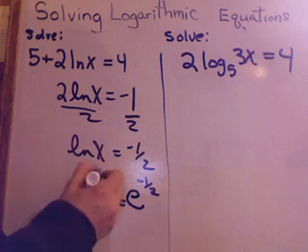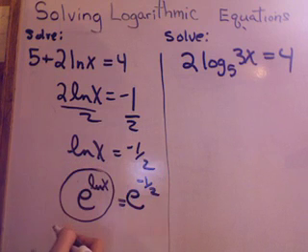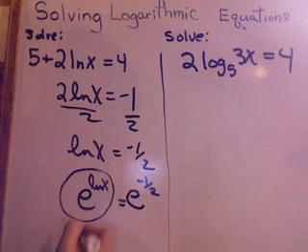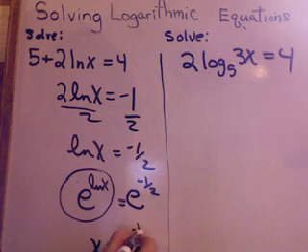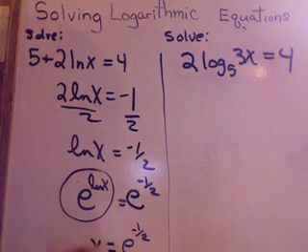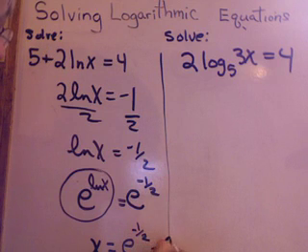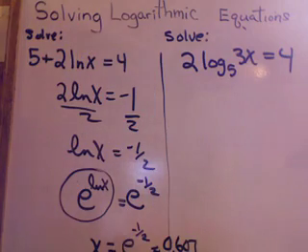Now, the cool part about this is that's one of the rules that you had to learn, and e to the ln x is x, so x equals e to the negative 1/2, and you can type that right into your calculator and get an answer. You know what that is? Hopefully, you know that it's 0.607.